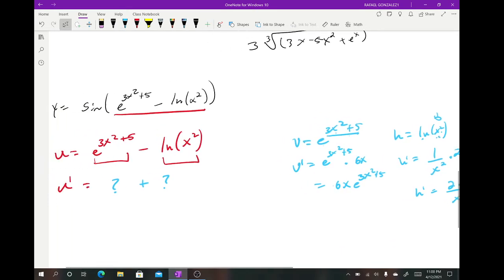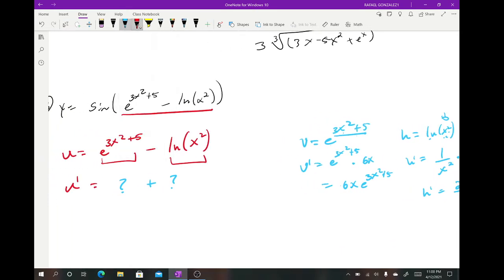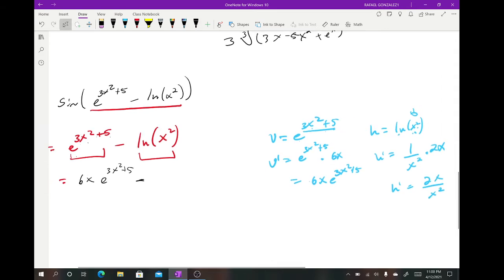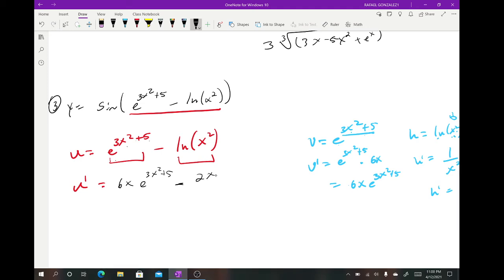And the reason why we did all of that is because that's what's going to give us the value of u prime. So let's put them together now. As we said, u prime is the derivative of e to the 3x squared plus 5, which we just calculated to be 6x e to the 3x squared plus 5, minus 2x over x squared. And that's u prime. And we now just have to find out what y prime is.